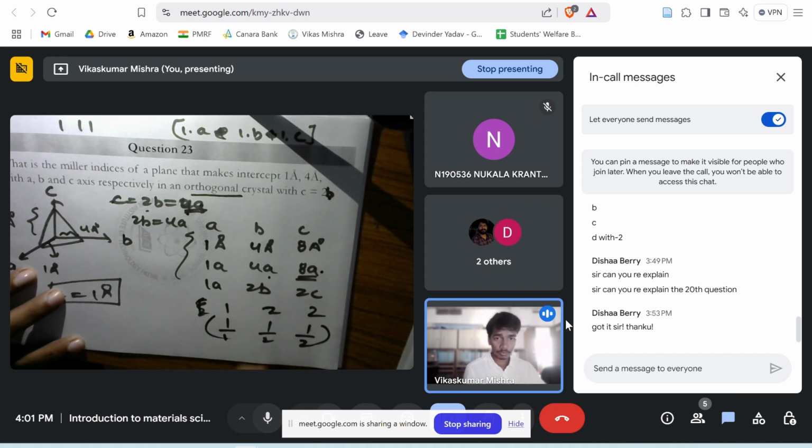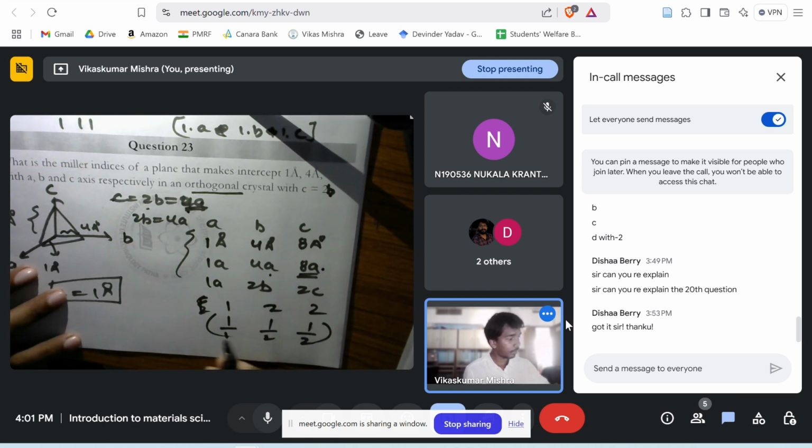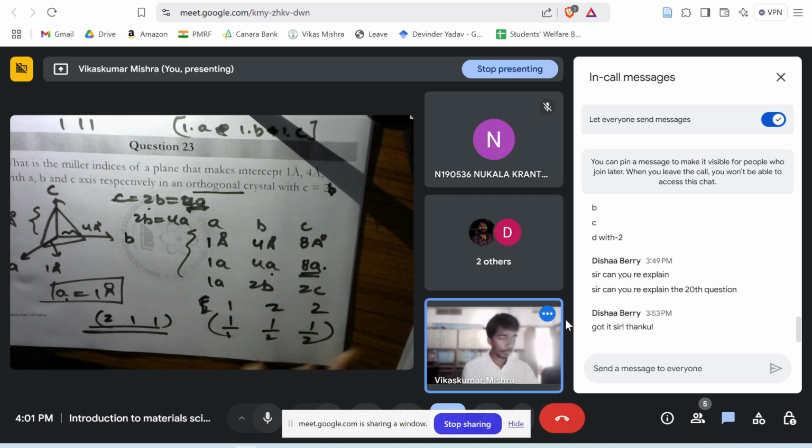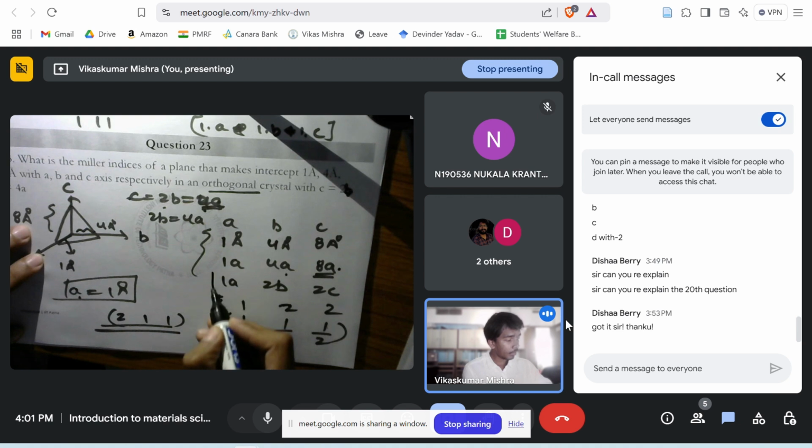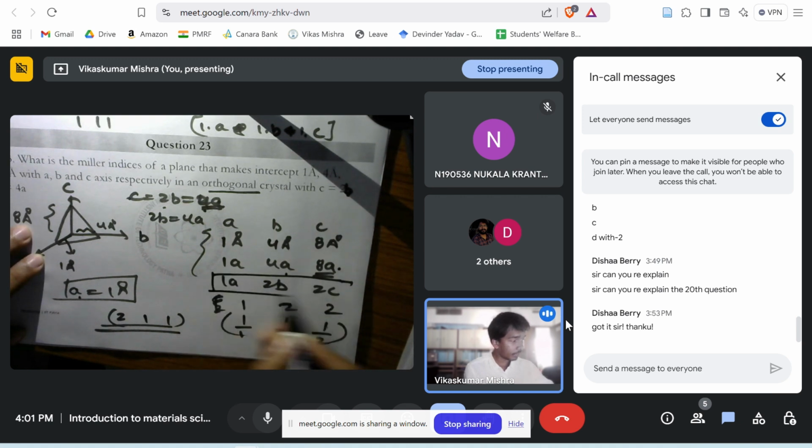We will convert this to the nearest smallest integer. Okay, we got that. 2 is a common factor in the denominator, so we'll multiply everything by 2. So we'll get 2, 1, 1. This is the one. So our main aim is to get this.